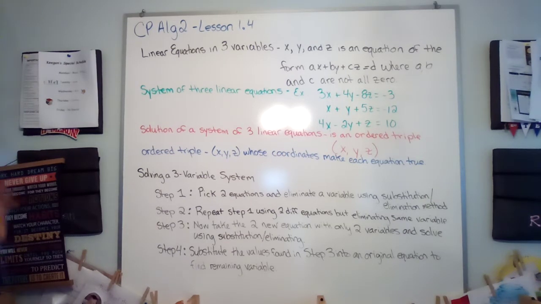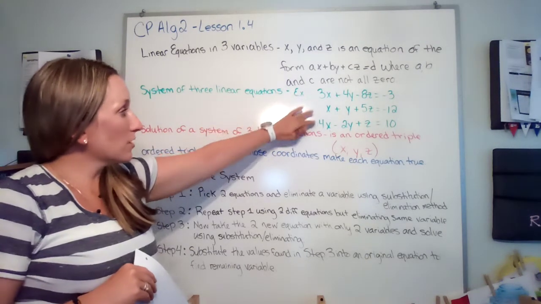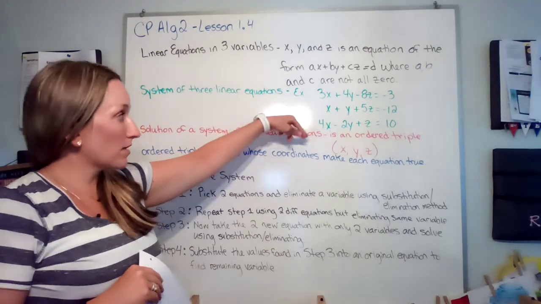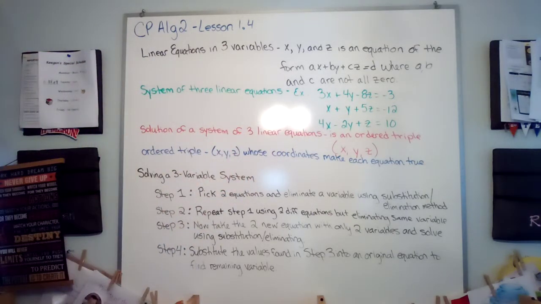Okay, so linear equation in 3 variables x, y, and z is an equation of the form ax plus by plus cz equals d, where a, b, and c are not all 0. A system of 3 linear equations. So this is just an example, but the types of problems we're going to look at today look like this, where you're going to be given 3 equations, and each equation has 3 of the same variables, x, y, and z for the most part, but we can use whatever letters we want.